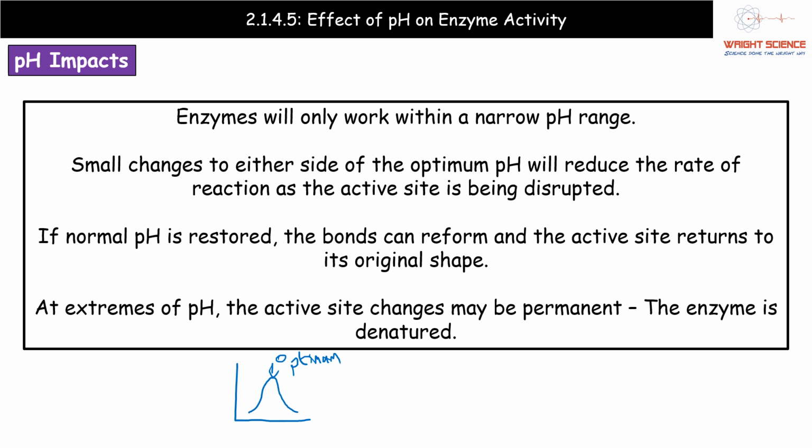However, if we've got an extreme shift in pH, so we're going a little bit further than just a teeny variation either side, then those changes to the active site are likely to be permanent changes. And at that point, we say the enzyme is denatured. And that happens if it's either becoming too acidic in the environment or too alkaline. The same effect. Enzyme denatures, active site has changed shape permanently, substrate no longer fits.